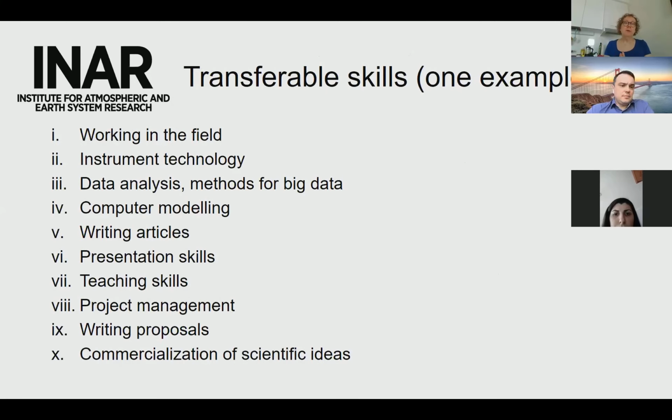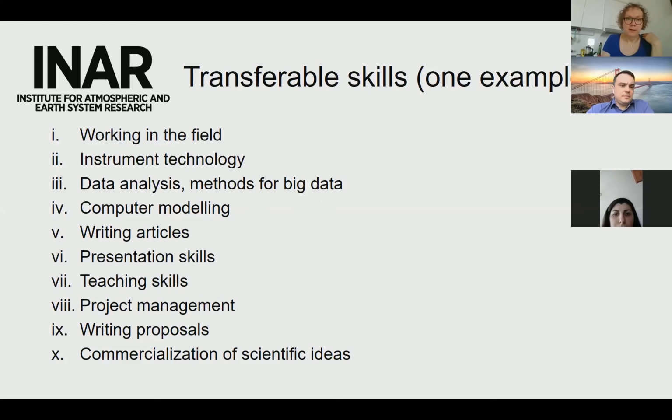And here I give one example. I think this used to be the list of transferable skills of our doctoral program some 10 years ago when we prepared this list. And note that this is just one example, so this is not the only truth at all. But you can notice that skills 5 to 10 are maybe the ones that are often considered soft skills, and those are important, yes. But it is quite important to note that many employers, also non-academic employers, very much appreciate skills like modeling, data analysis, big data methods, instrument technology, and working in the field. All of them, for example, are included in our doctoral training.